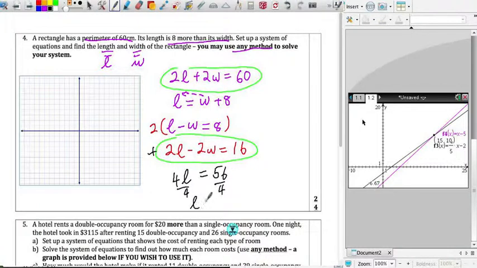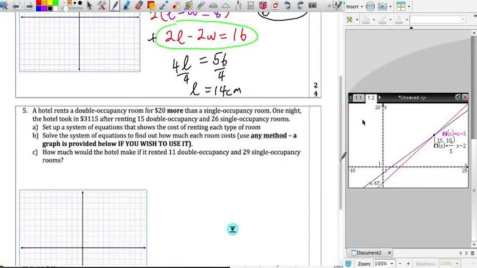And I'm going to get a length of 14 centimeters in this case. And then if you want to know what the width length is, then I'm just going to substitute back into either equation. The easiest one I would suggest is this one over here. And so we have 14 equals width plus 8. Move the 8 to the left hand side. So it becomes 14 subtract 8. And we have a width of 6 centimeters and a length of 14.